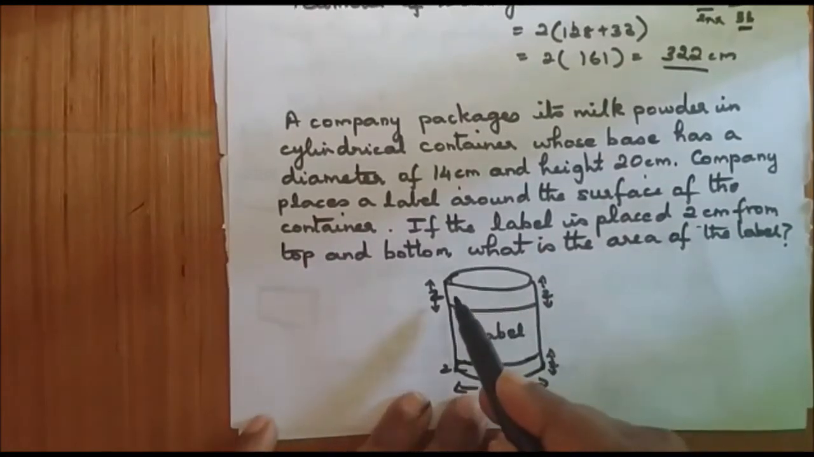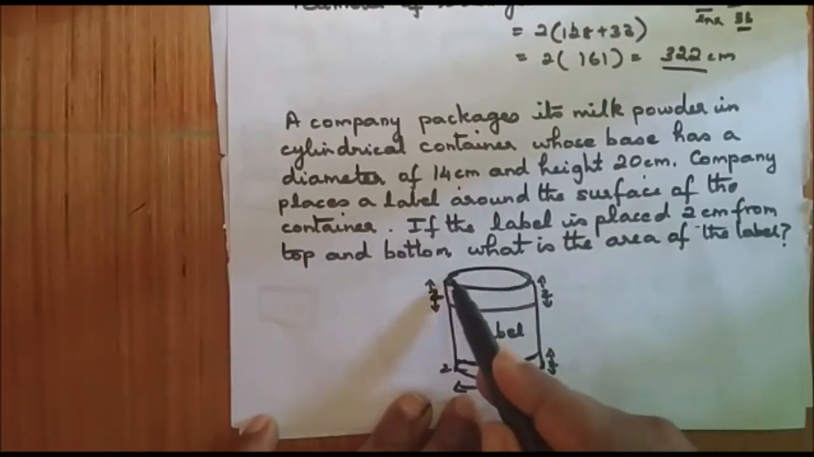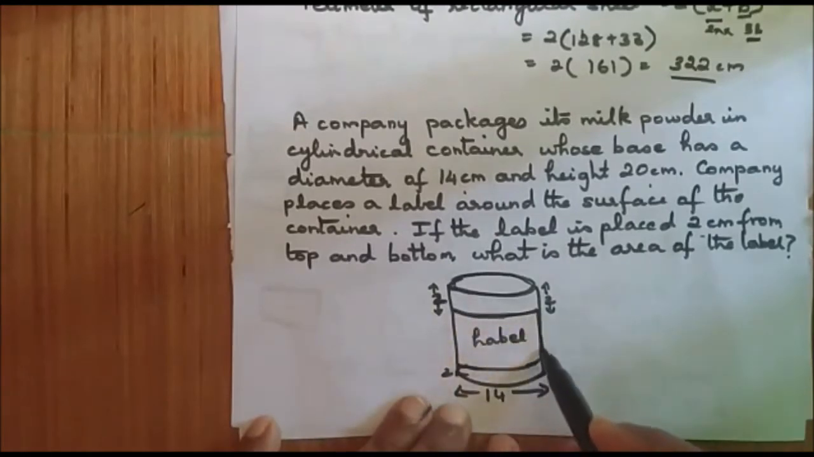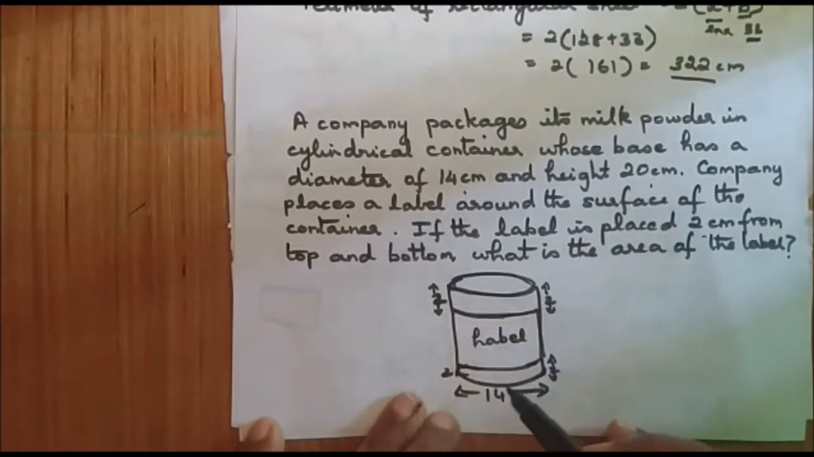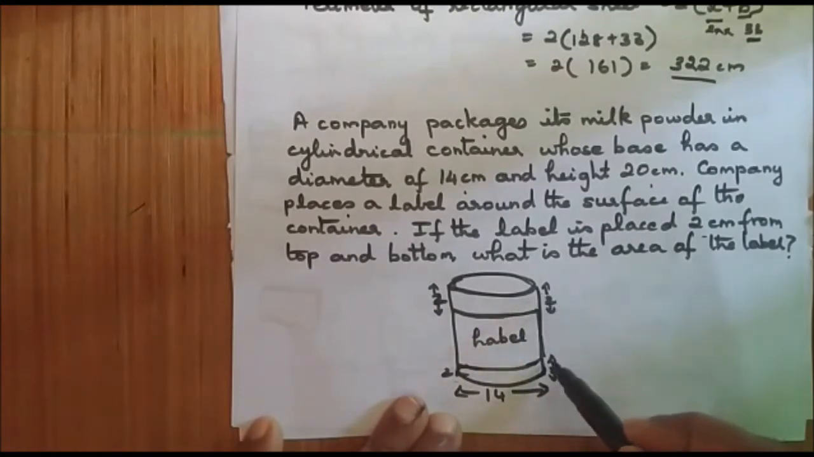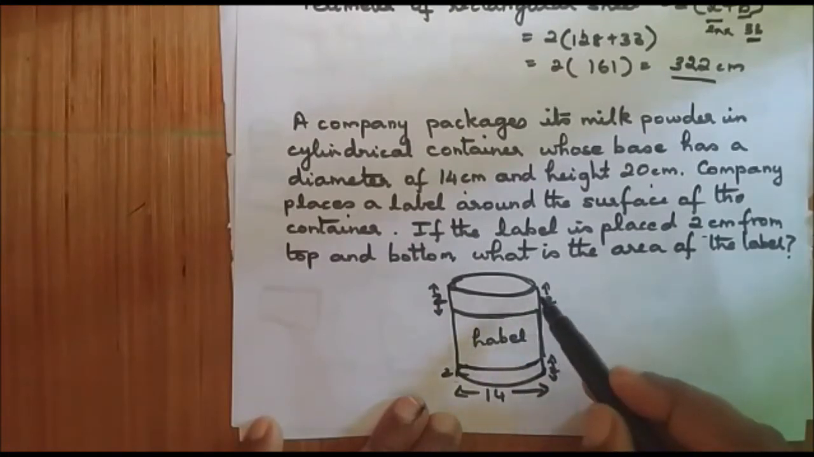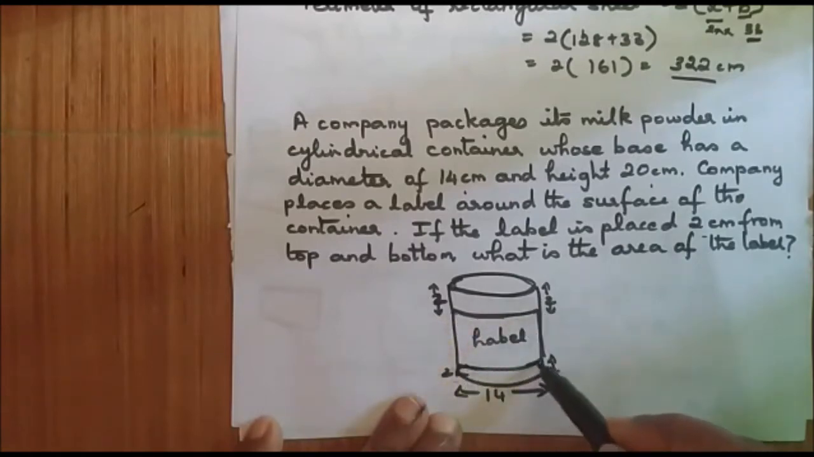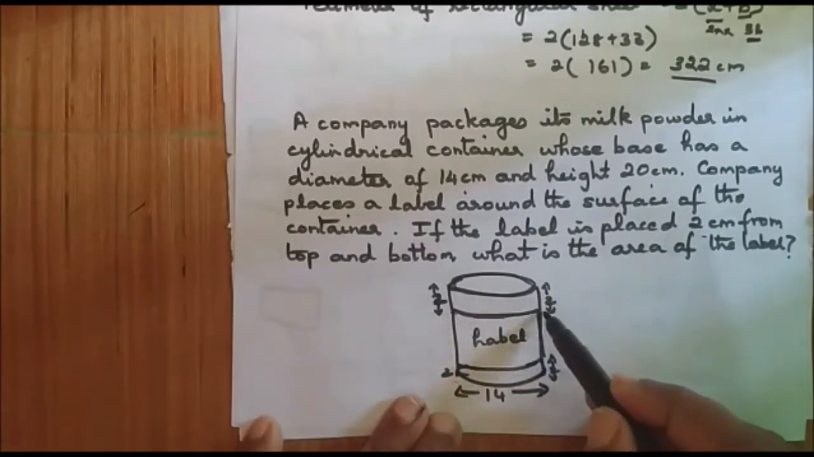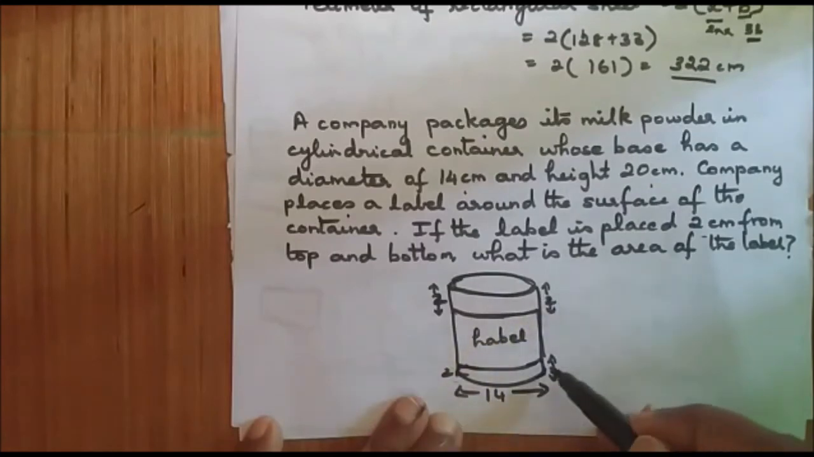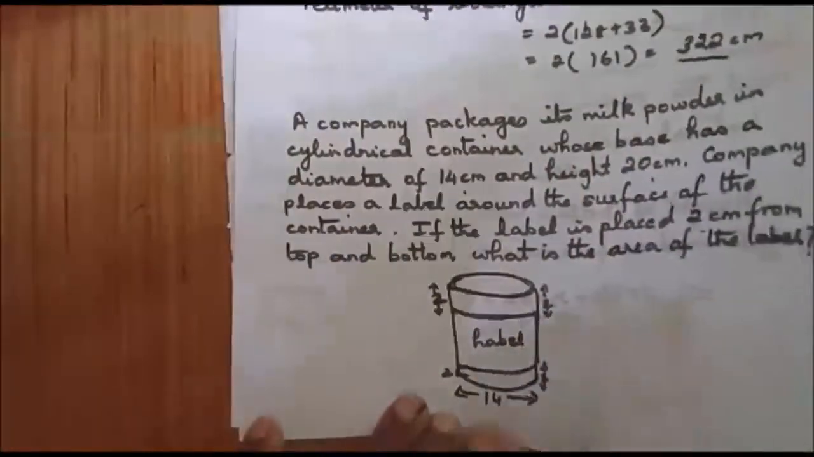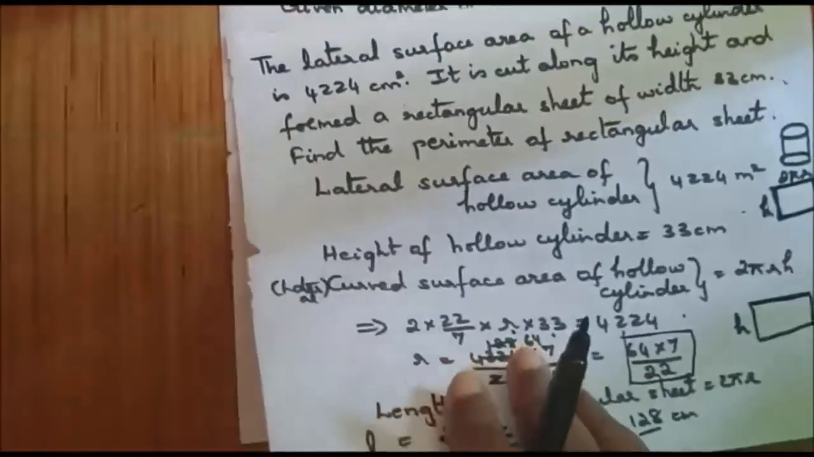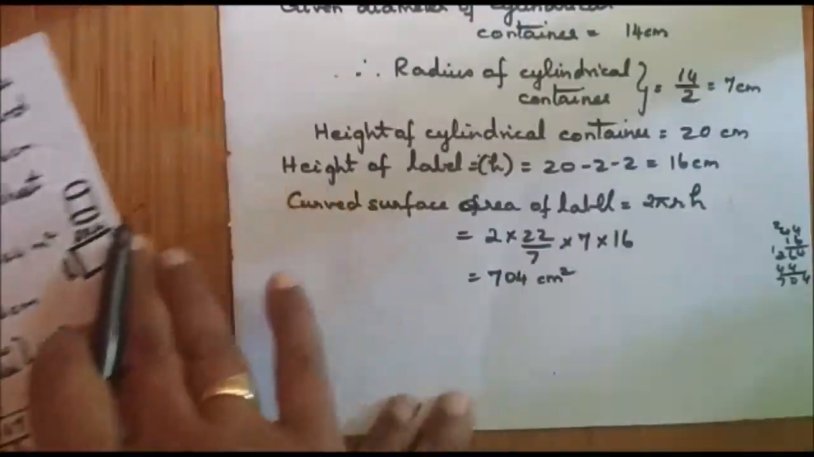Okay, so this is the package, or this is the container, and this is the label. The total dimensions are 14 centimeter diameter and the height is 20 centimeter. But we are asked to find the surface area of the label, isn't it? So we have to subtract 2 centimeters from top and 2 centimeters from bottom. Now we will see how we solve it.